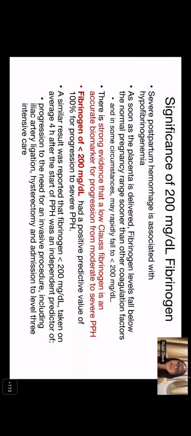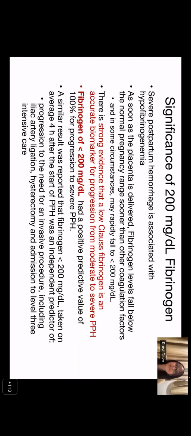So the significance is that when you're managing a case of postpartum hemorrhage, the critical level of fibrinogen is not 100, but it's 200 milligrams per deciliter. So what is the significance of this 200? Severe postpartum hemorrhage is associated with reduction in the levels of fibrinogen. This is because as soon as the placenta is delivered, the fibrinogen level immediately drops from the normal pregnancy level sooner than any other coagulation factor. Many a times it goes even less than 200.